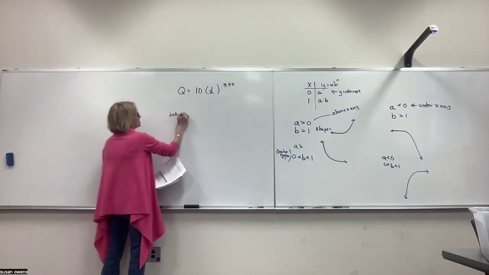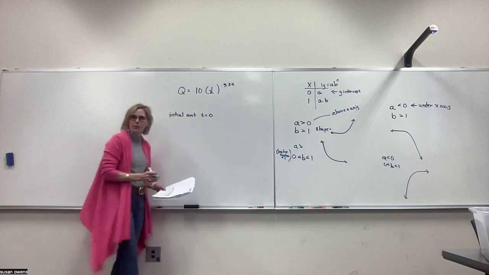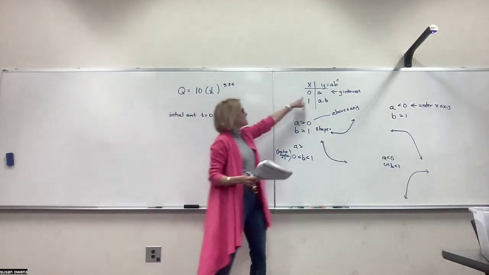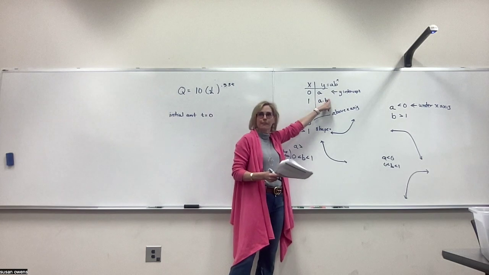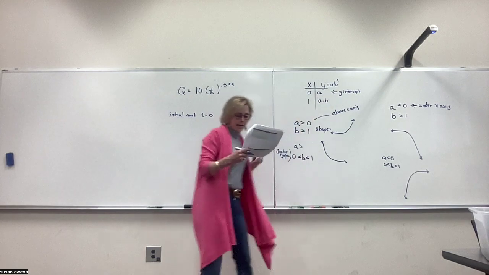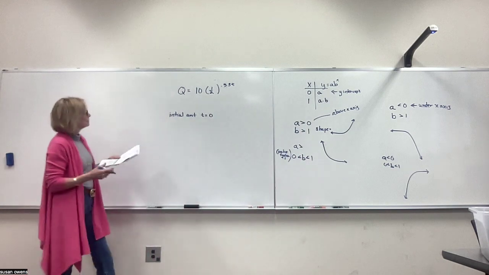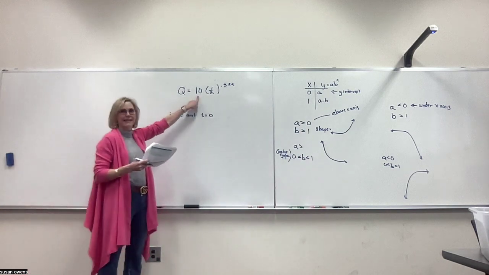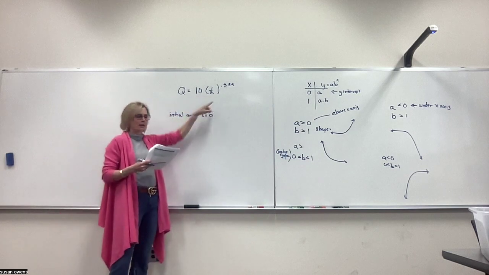Initial amount, T equals 0. Well, what did we say? When T is 0, what's the answer always going to be? A, and what is A in this case? 10. Did you multiply the 10 times the 1/2? Is that what you did? Yes. Okay.